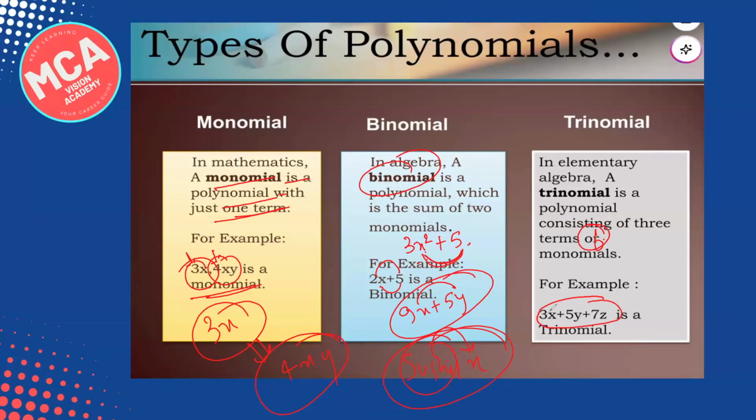Combined terms are there, like 3x plus 5y plus 7z. So we have three terms. This type of terms we call as what? Trinomial. If I say 5x plus 6y plus 7, this is again a trinomial. I hope this is clear. Monomial, binomial, and trinomial is clear. Very basic concepts it is. I hope this is clear.